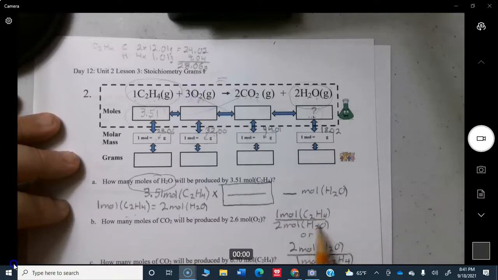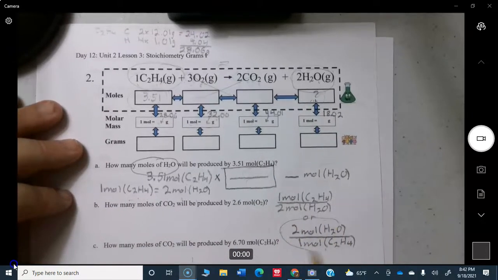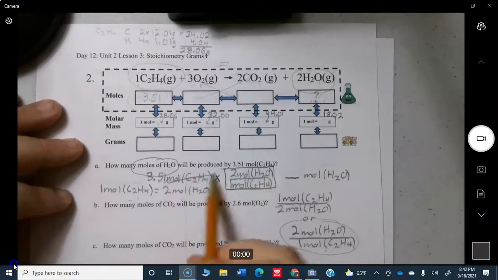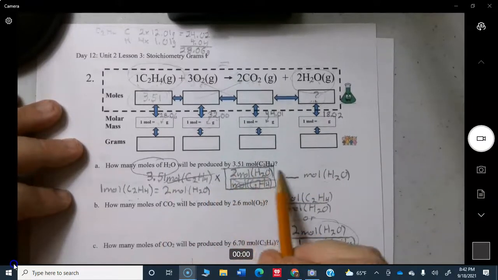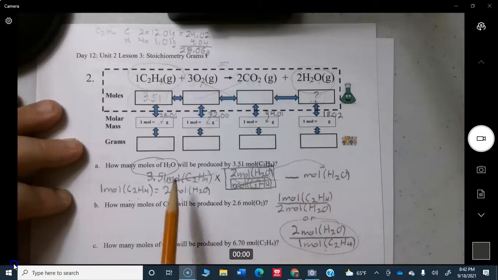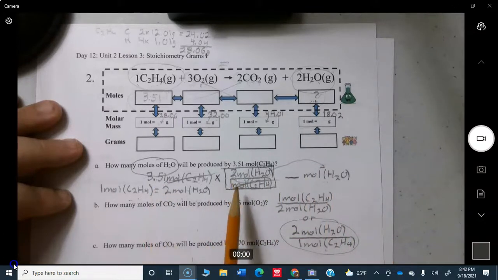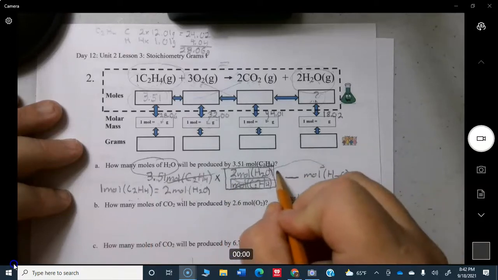Okay, so you're going to pick one of these two to go in that box. Which one is it going to be? You have moles of C2H4 here. That doesn't appear in your final answer, so that has to cancel out. So you need it down here on the bottom, so this will cancel out. You need moles of H2O on the top here because it's going to appear in your final answer, so you are going to choose this one. Moles of C2H4 cancel, cancel. Last man standing is moles of H2O. So you have 3.51 times 2 divided by 1, and that's going to give you 7.02.